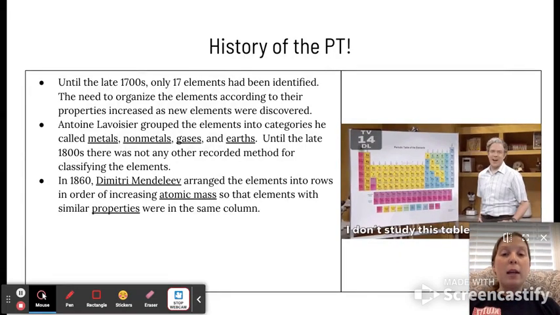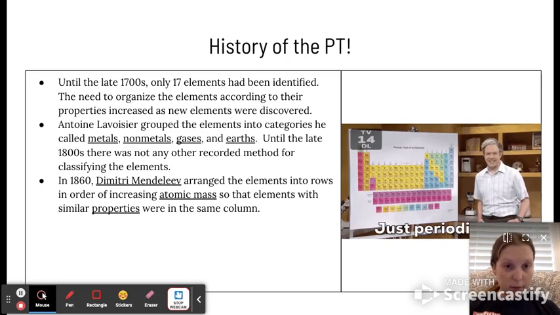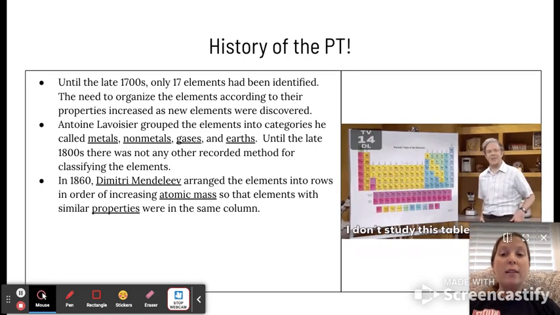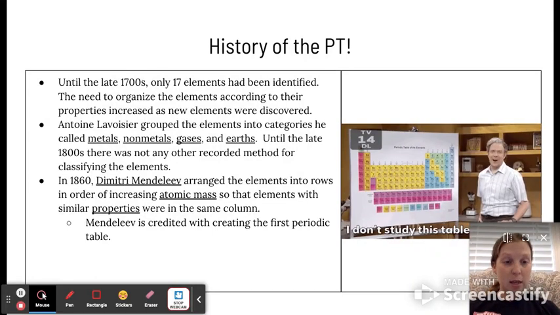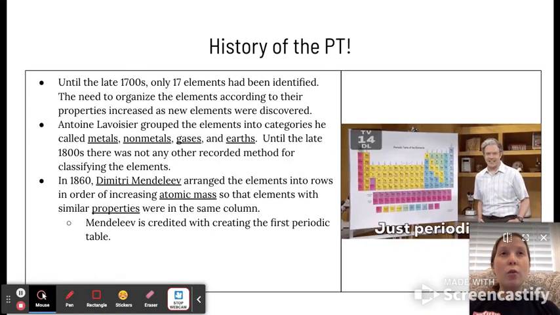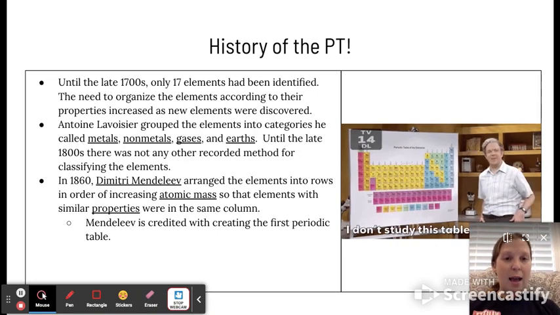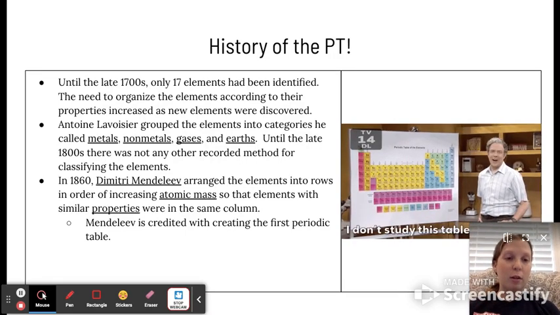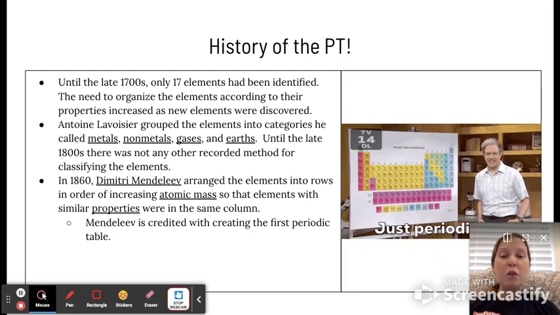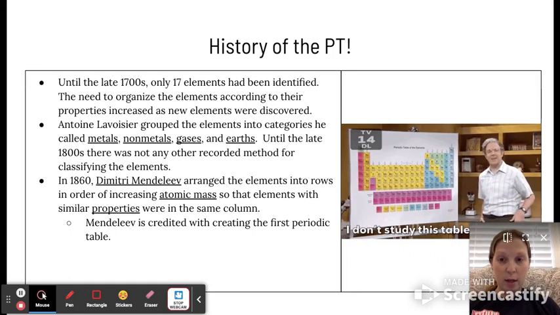And this ended up putting the elements in columns, so up and down, vertical columns, with similar properties together. And it was really cool to see, because we hadn't been able to find a way to organize them like this yet. And he was so spot on about this that he even left blanks in the periodic table for future elements that would be discovered. And they were discovered, and they did fit exactly in the spots that he left. So he was very, very brilliant when it came to organizing the periodic table, and he is credited for creating the first periodic table.